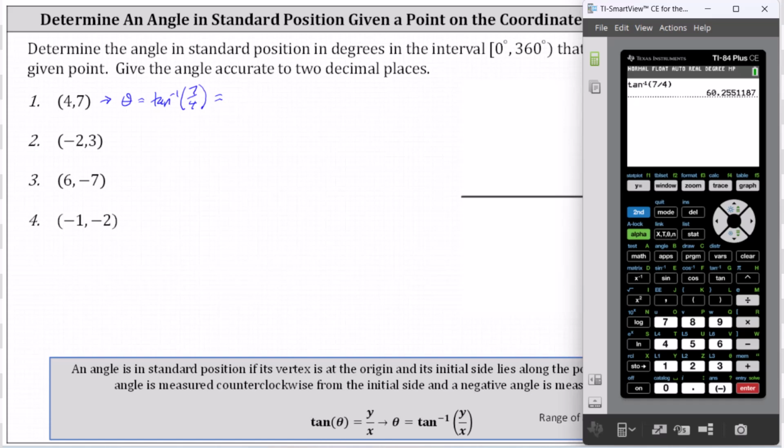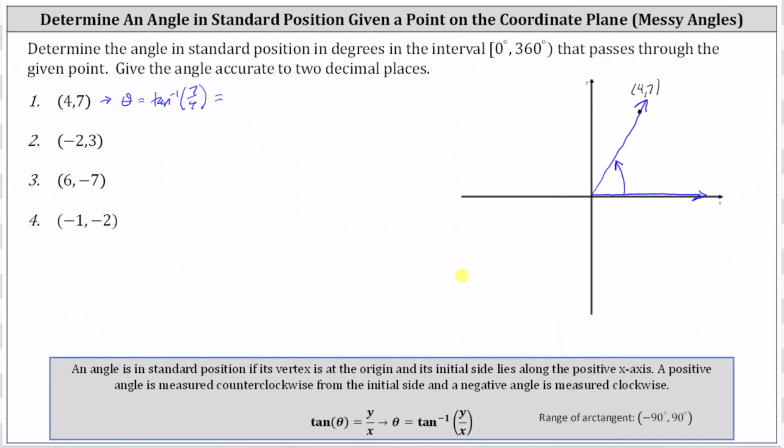To 2 decimal places, we have 60.26 degrees, which is in the first quadrant and in the given interval, and therefore this is the angle we are looking for. Approximately 60.26 degrees is the angle theta.